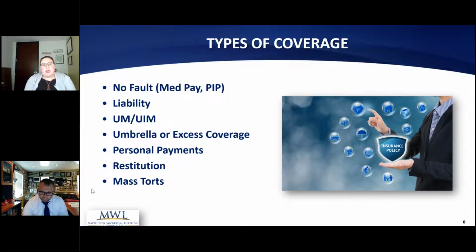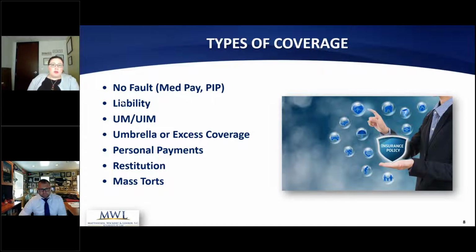Sometimes you'll also deal with cases that involve what's called umbrella or excess coverage. And so that's going to be coverage essentially above and beyond that original liability coverage. It's often going to be involved in cases that have commercial entities. So if you're dealing with an employer in a motor vehicle accident, or if you're dealing with a slip and fall on a premises liability case, but don't exclude asking about that coverage when you're dealing with personal automobile accidents.